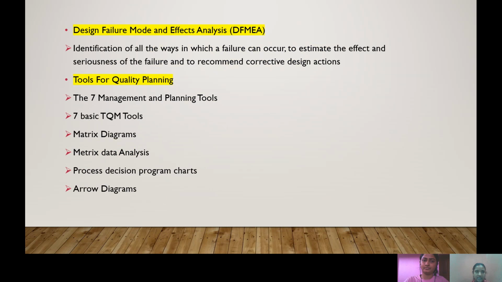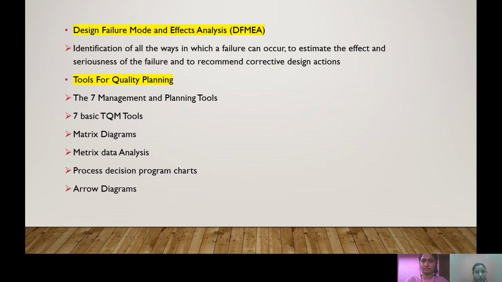And my next learning is design failure mode and effect analysis, DFMEA. This says to identify all the ways in which a failure can occur in a product. So it says to identify this in all processes during designing and production planning, to identify all the ways where issues can occur, so that we can estimate how much it is going to affect the customer, and then take corrective action right there.